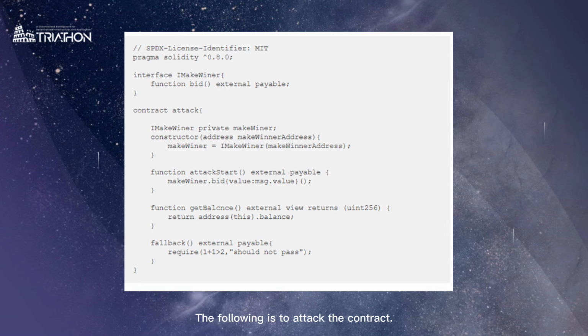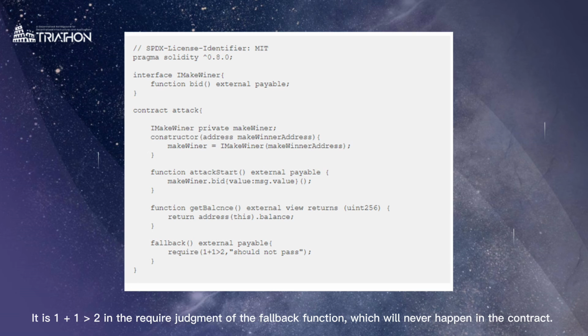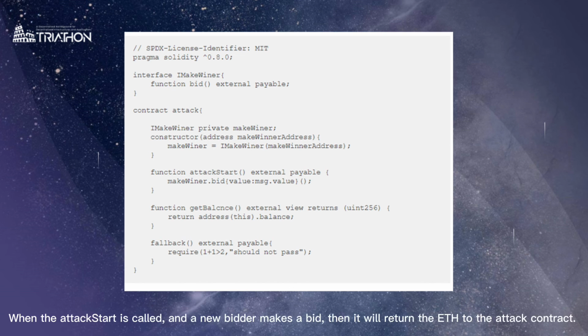The following is how to attack the contract. It requires a judgment in the fallback function that 1 + 1 is greater than 2, which will never happen in the contract. When the attack start is called, and a new bidder makes a bid, the contract will return the ETH to the attack contract. At the same time, the fallback function will be called but fail, and the maximum bidder can always be himself.